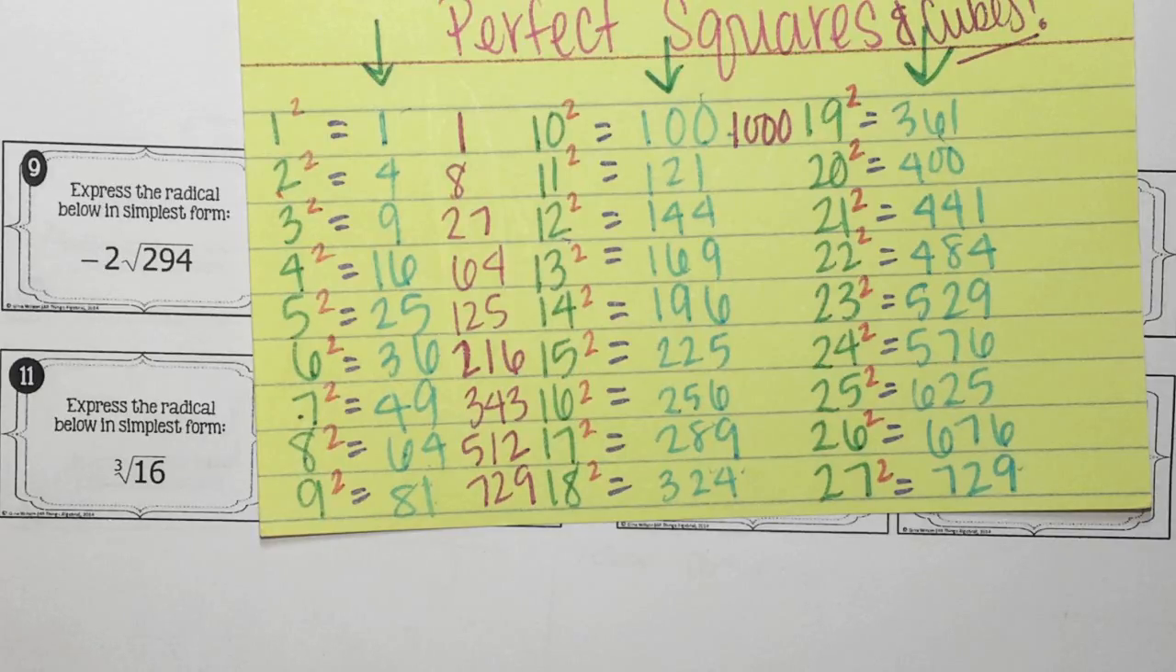Okay. 216. 343. 512. Do you need me to tell you the next one? 729 and then 1,000. I really need black.